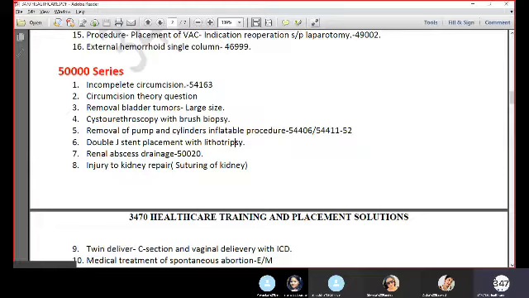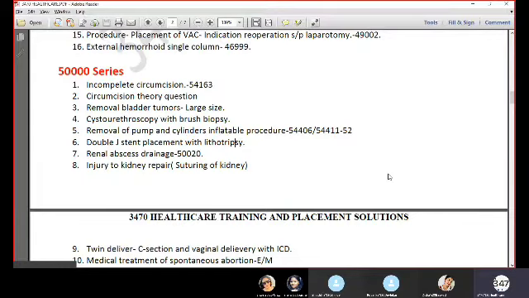Suppose circumcision using a clamp or other device but not using the block, regional dorsal penile ring block not used, then with modifier 52. Yes, 54150-52. So that one you have to know.